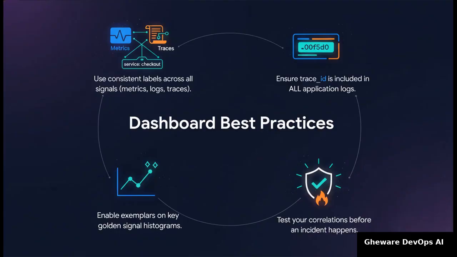Here are a few key best practices to live by. First, consistency is everything. Use the same labels for things like service names across all your metrics, logs, and traces. Make it a non-negotiable rule that trace ID is included in every single application log. Turn on exemplars for your most important metrics, your golden signals like latency and errors. And please test your correlations before a 3 a.m. fire drill. And finally, bring it all together on a single dashboard so you have one unified view.